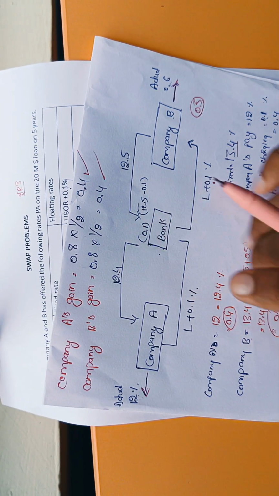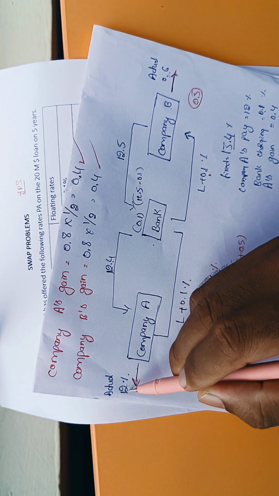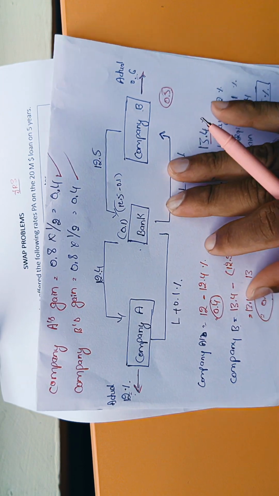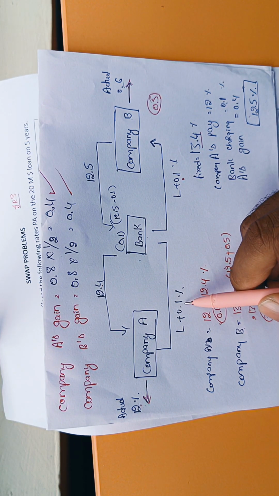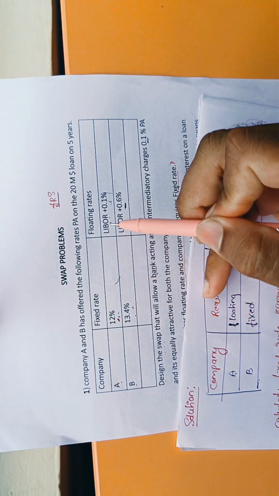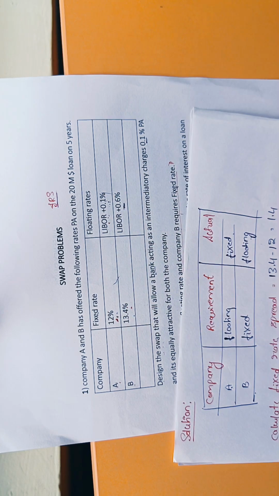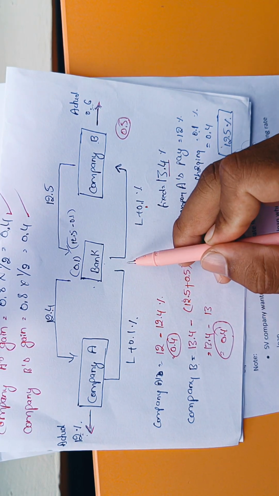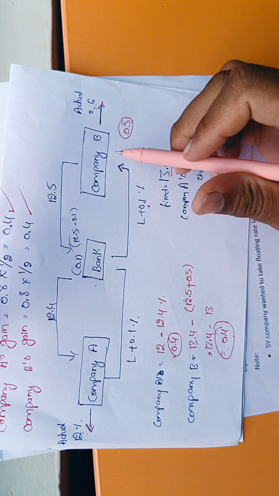Done. Then draw the diagram. Company A, bank, and company B. Company A's offer rate is 12%. It's giving 12%. This is fixed, but company A wanted floating. What will it do? It will do a swap. It will send it here. How much? 0.1. It is here. This is actually what they got. What they require is 0.1. So company A is sending 0.1. Then the bank will not make any changes. Will not make any kind of changes. It will send the same to company B.